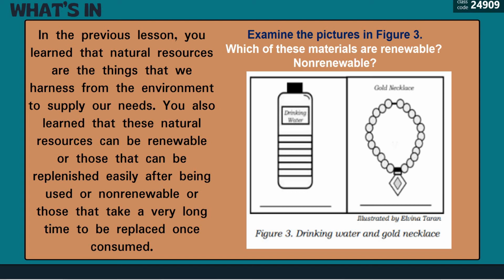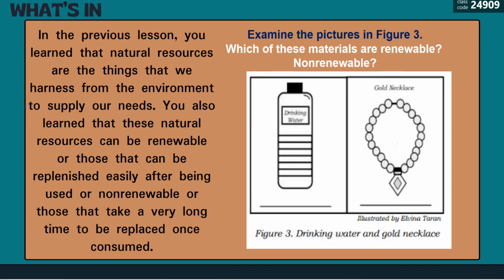Okay, what's in? Looking at our figure number 3. Which of these materials are non-renewable or renewable? In the previous lesson, you learned that the natural resources are the things that we harness from the environment to supply our needs. You also learned that these natural resources can be renewable, those that can be replenished easily after being used, or non-renewable, those that take a very long time to be replaced once consumed.